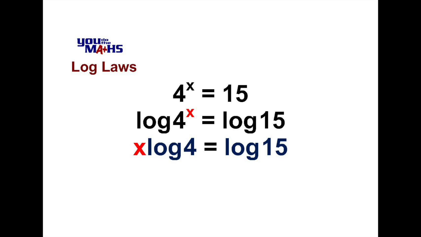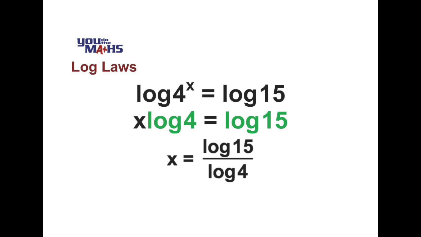Now log 4 is just a number, so if we wish to isolate x, we can divide both sides by log 4. So we've got x is equal to log 15 divided by log 4, and both of these logs have base 10, or whichever base we wish to choose.